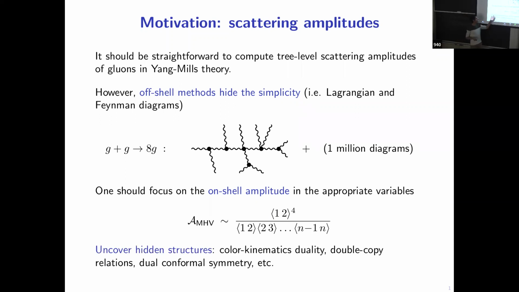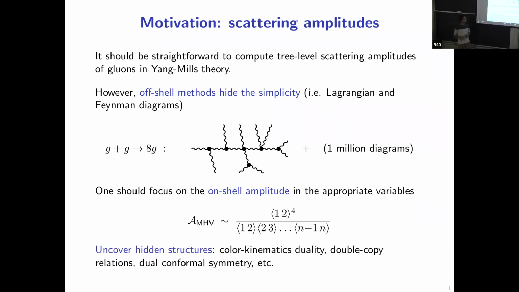And also the nice thing about working with on-shell quantities is that sometimes people have uncovered hidden structures. There are sometimes symmetries like dual conformal symmetry that wouldn't be manifest from the Lagrangian, but it turns out that it's there. And similarly, there are other structures like color-kinematics duality, etc., that have been uncovered in recent years.